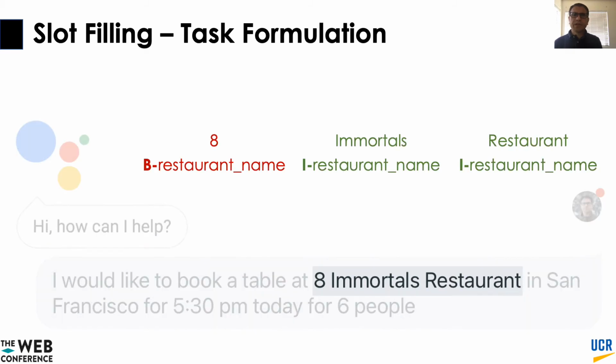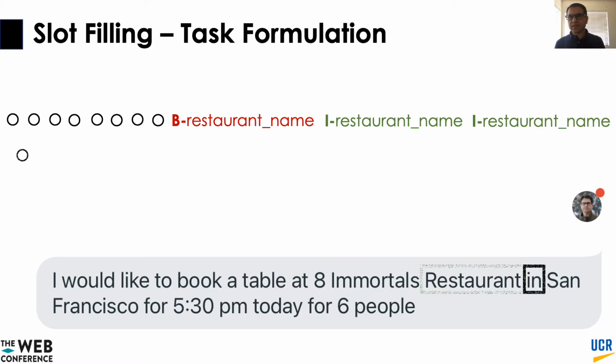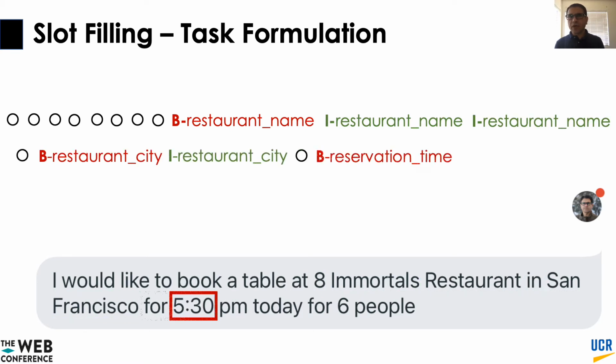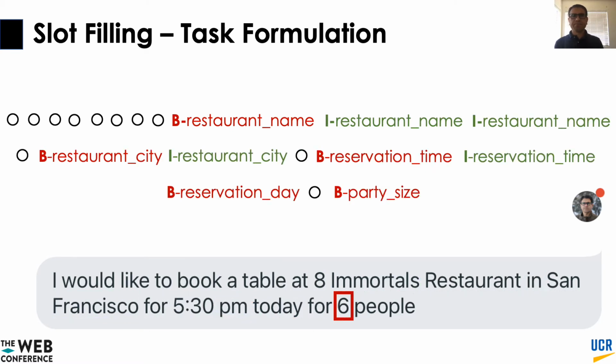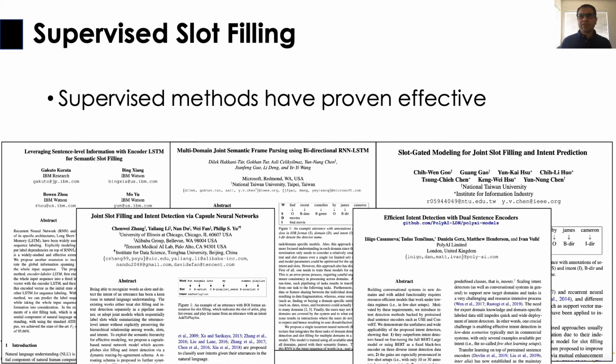In our example utterance, 8 gets the label B-restaurant name, and Immortals and restaurant get the label I-restaurant name. And this animation shows how each word in the example utterance is labeled for the IOB tagging scheme. Although slot filling is a challenging task due to the vast diversity of expression, supervised approaches have shown promising results for the task.